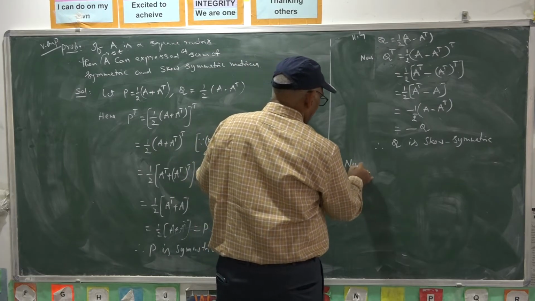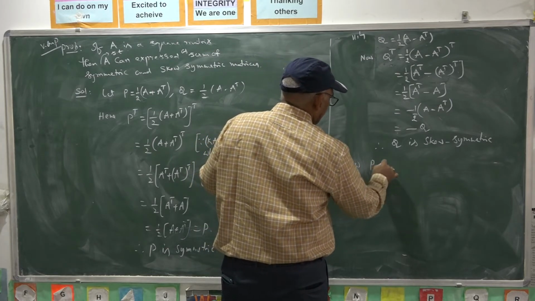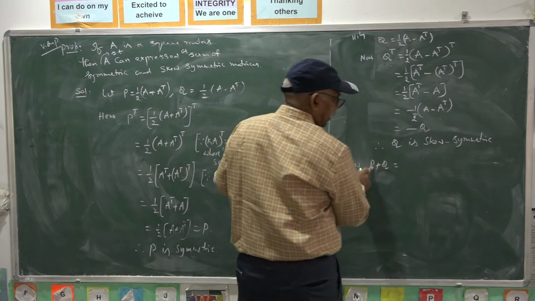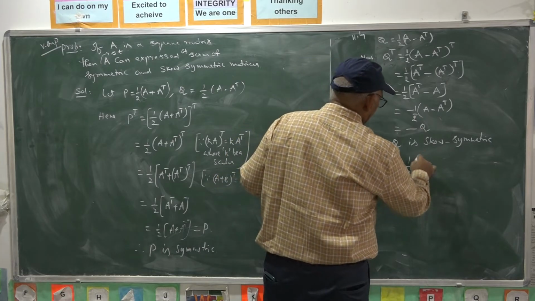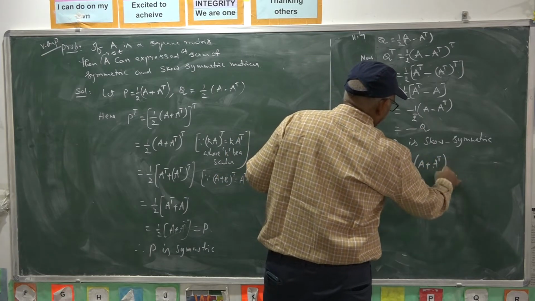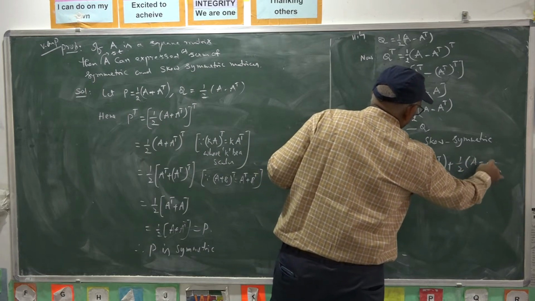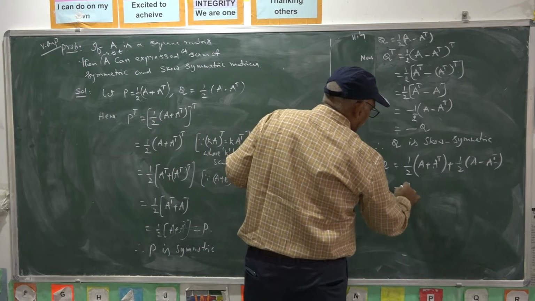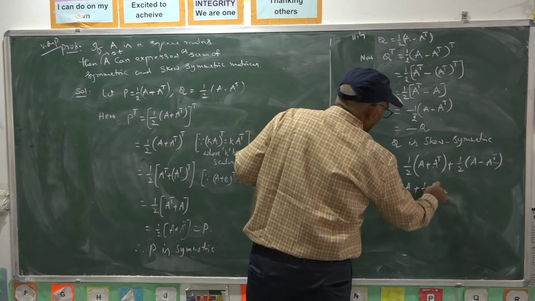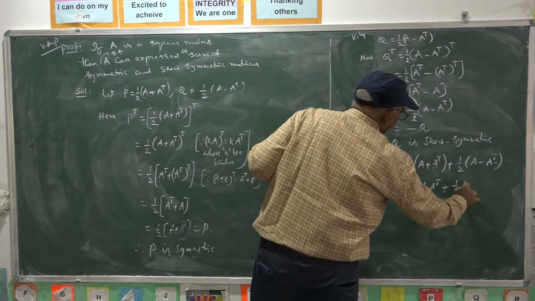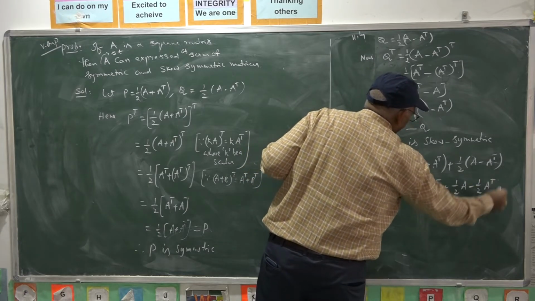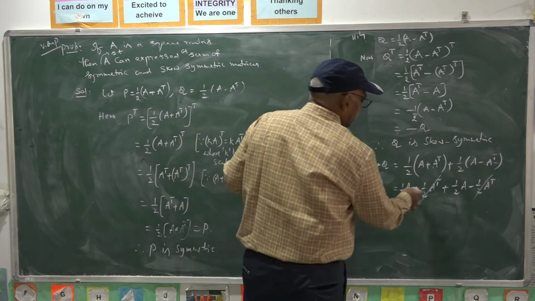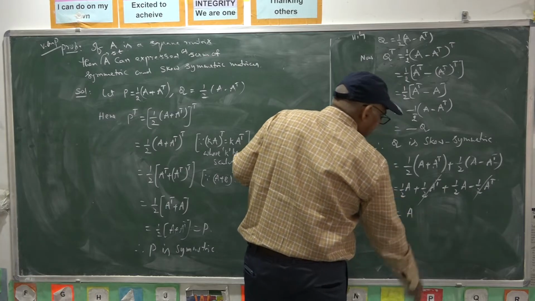Now, consider P plus Q. P plus Q is the sum of symmetric and skew symmetric matrices: half into A plus A transpose plus half into A minus A transpose. That gives us 1 by 2 A plus 1 by 2 A transpose plus 1 by 2 A minus 1 by 2 A transpose. So, 1 by 2 A transpose cancels here, and 1 by 2 A plus 1 by 2 A gives us A.